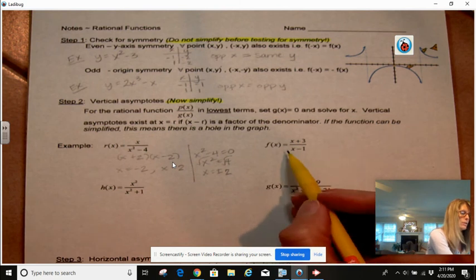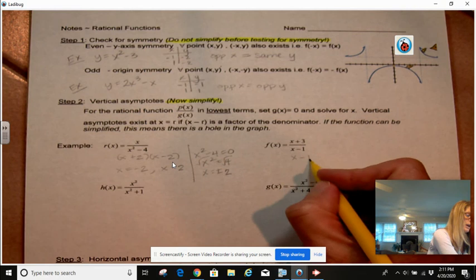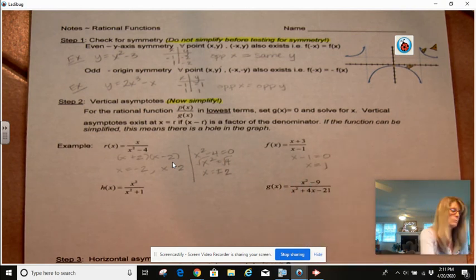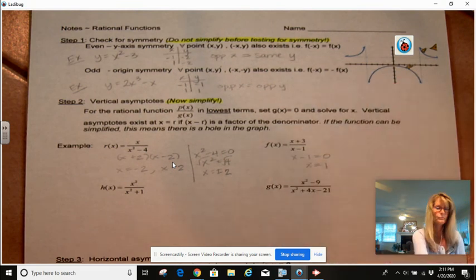All right, so for the next example, there's nothing to factor. So for your vertical asymptote, you would just set your denominator equal to 0, and you would get that there is a vertical asymptote at x equals 1. Put a little hook on the end of that.